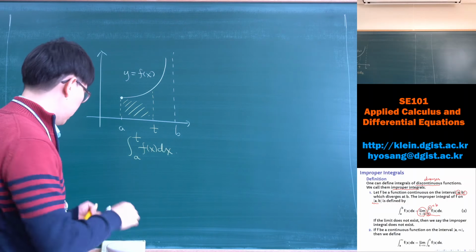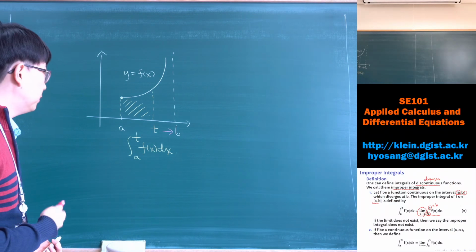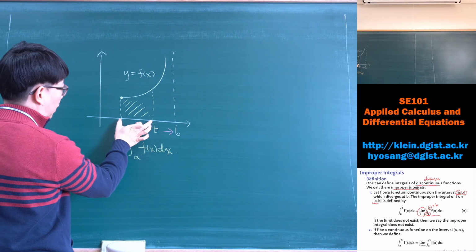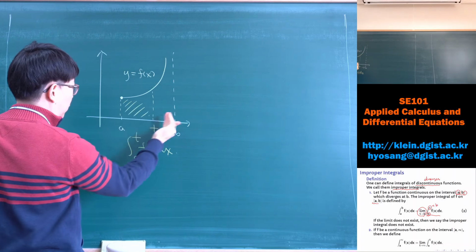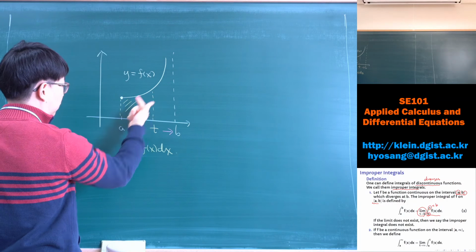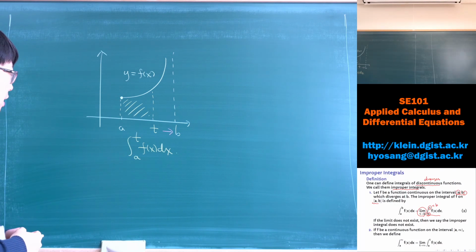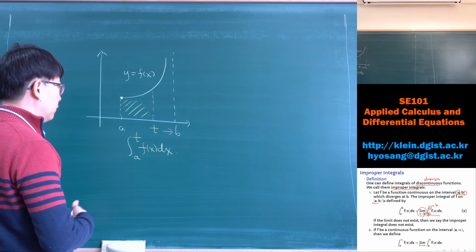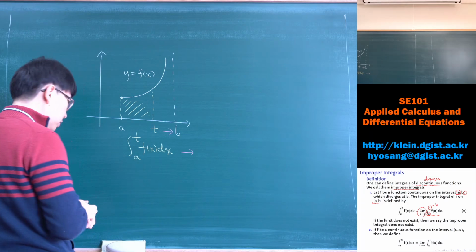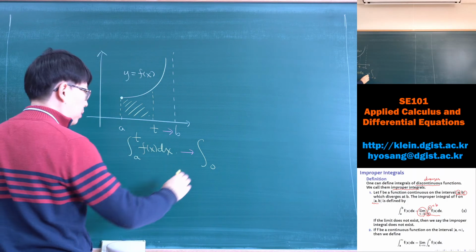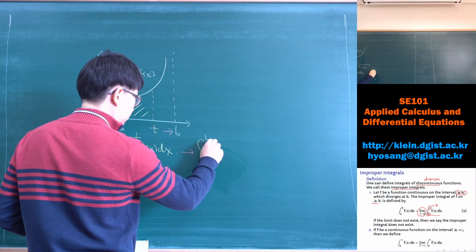Now what we are doing here is sending this t close to b from the left hand side, so that this area approaches the area under this graph over this interval a to b. So if the value of this area converges to a finite number, then we say this value is the improper integral of the function on this interval from a to b. Okay.